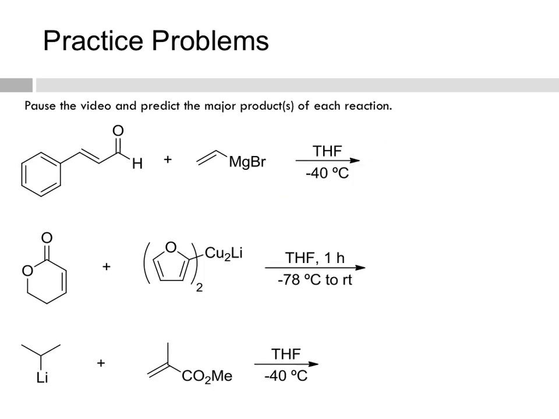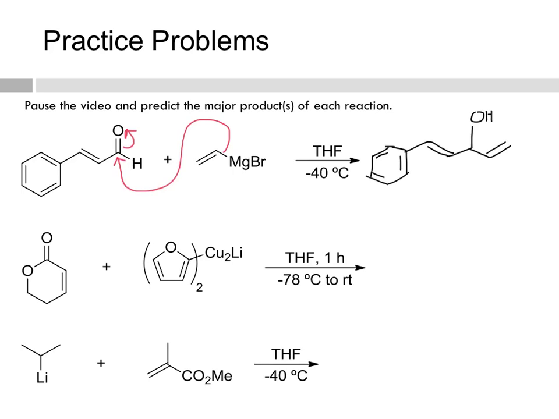Now pause the video and predict the major product of each reaction. In the first case, we have an alpha-beta unsaturated aldehyde, a Grignard, and THF at -40 degrees. We know that aldehydes can undergo nucleophilic addition. With a Grignard, we're going to favor addition at the aldehyde carbonyl, that's the 2 position. We're going to make the tetrahedral intermediate, and upon workup, we will protonate that tetrahedral intermediate. And so our final product is going to be addition at the 2 position to make this alcohol.